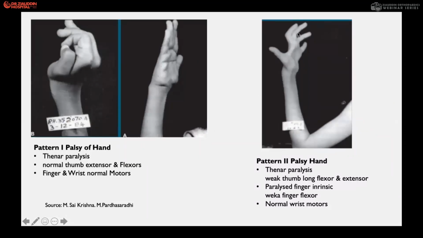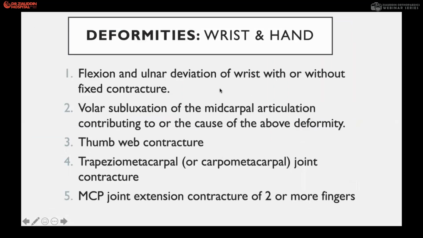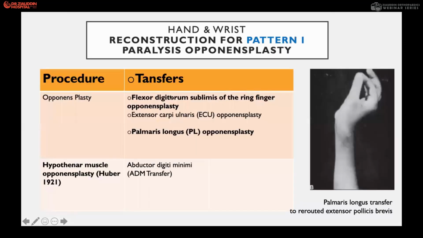When there is a significant type 2 paralysis with the paralysis of the intrinsics of the thumb, then there must be release of the contracture. There may be contractures and ulnar deviation at the wrist joint, volar contracture, trapeziometacarpal contractures. These contractures must be released before tendon transfers. Here are the transfers for the opponens.